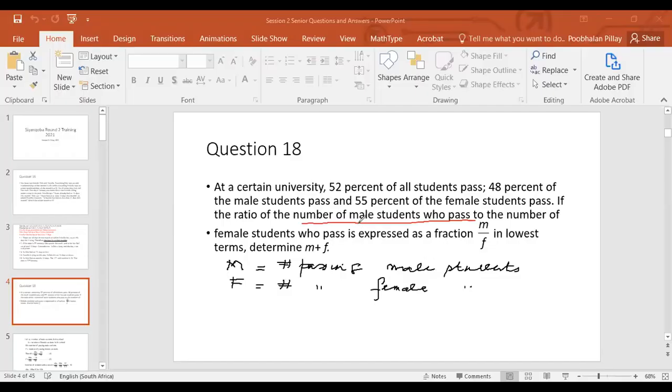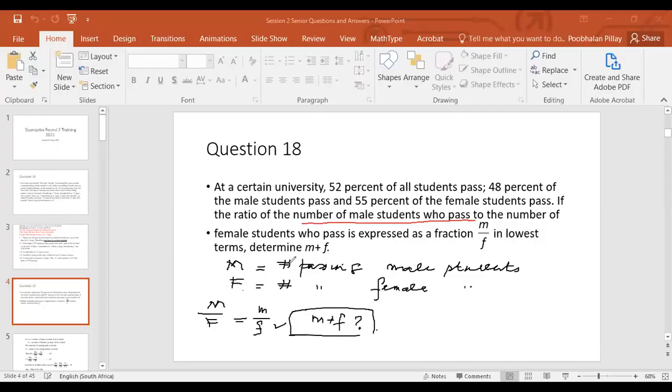So let's just see what the question is. If you have the ratio of m over f in simplest terms, you know this might not be the simplest form. You might have something cancelling off. You have to rewrite it by taking out the highest common factor, and then calculate m plus f, and that is what the question is. So we need to calculate m over f, simplified, and then we can get the answer.